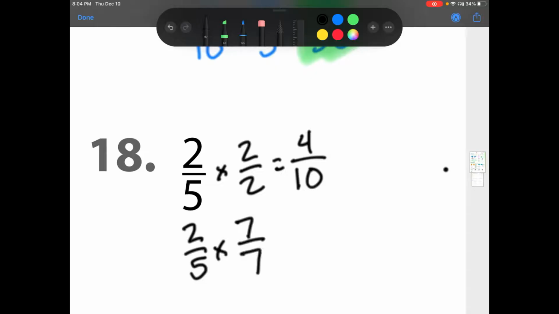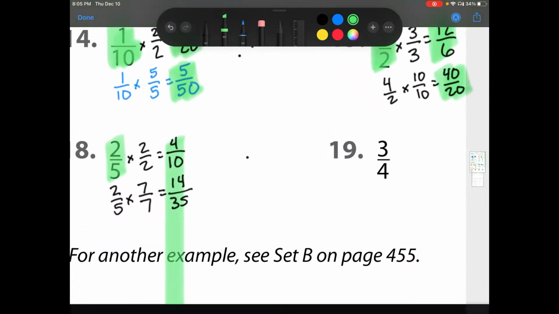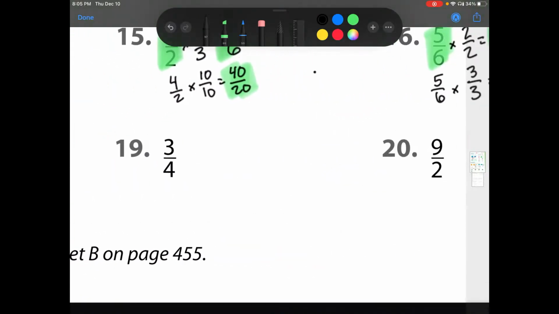Oh no, I'll do a different one so you can see. I can pick any number as long as the numerator and denominator are the same. So I'll do 7s. So 2 times 7 is 14. 5 times 7 is 35. And oh, my iPad jumped. So those are my equivalent fractions right there.